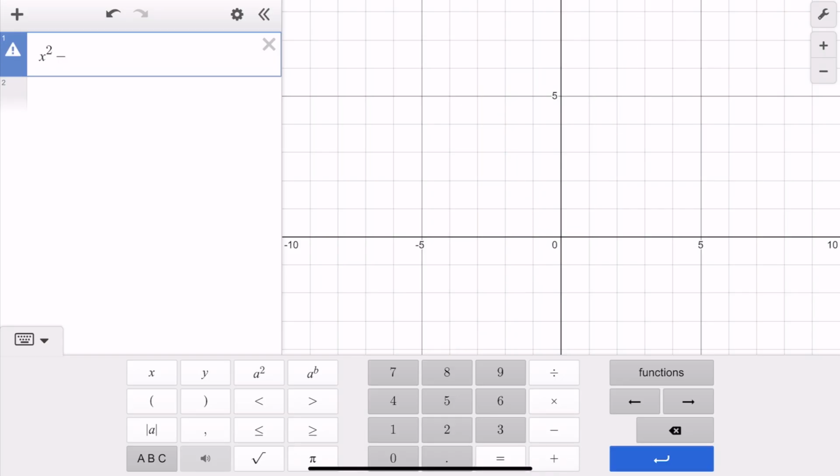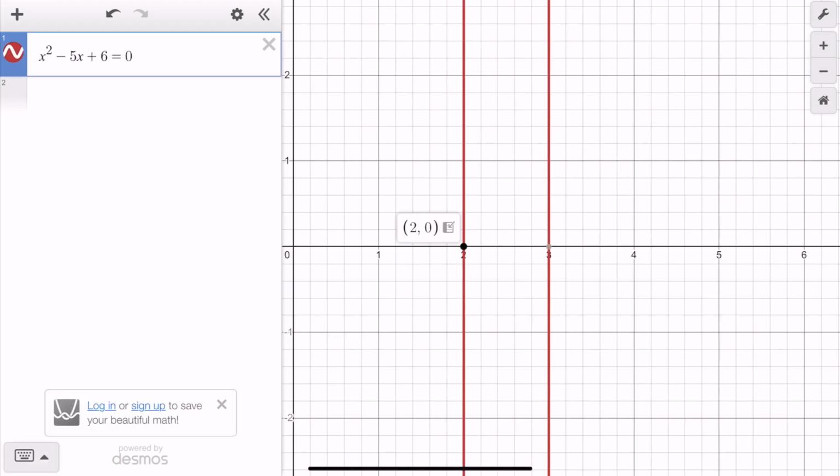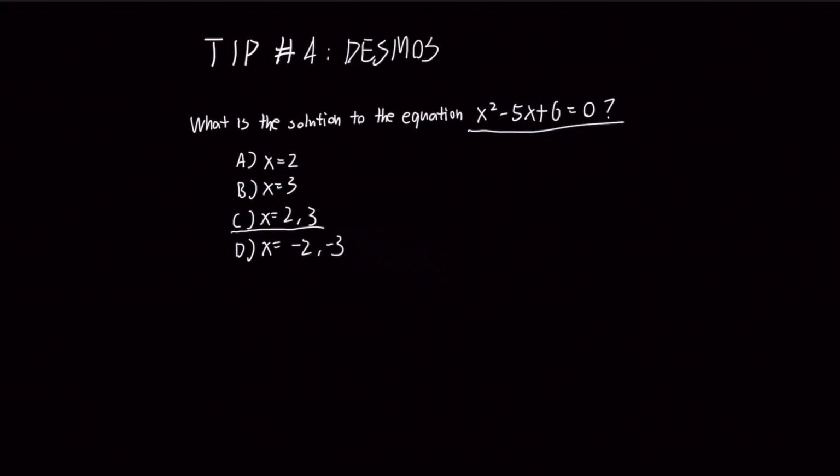Literally, just put that equation into Desmos and identify the x values for where the graph intersects with the x-axis. Those are going to be the solutions. So the two x values that we just saw were 2 and 3, so therefore the answer is C.